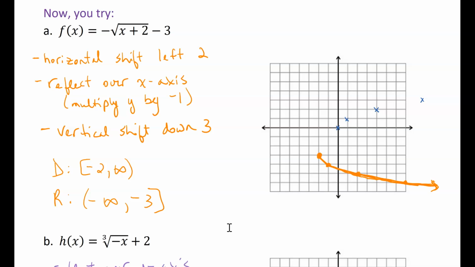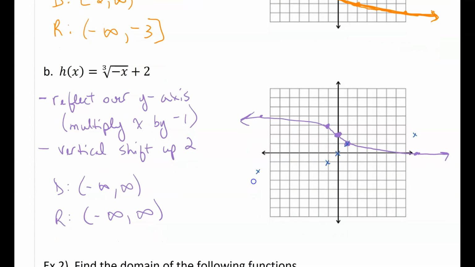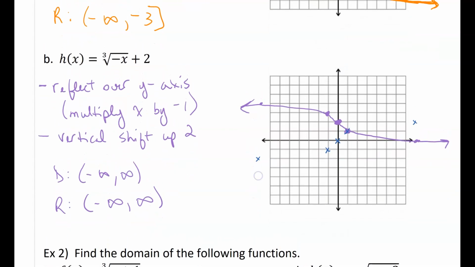So I think the biggest thing I noticed was not doing the correct order of operations. Okay, so remember, what's inside first, and then multiplication before addition. Any questions on this one? Okay. And there's the second one.